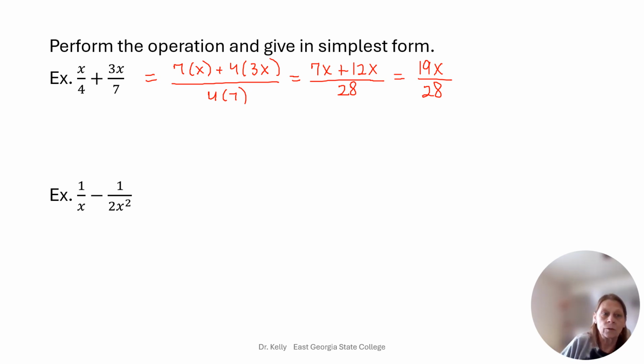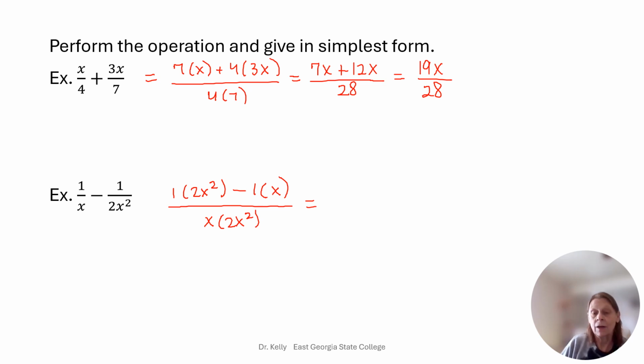Looking at this guy and doing it the same way, we'll have 1 times 2x squared minus 1 times x over x times 2x squared. Now this is going to have a little extra step. This is when finding the least common denominator is really, really helpful versus a common denominator. So this gives us 2x squared minus x on top with a 2x cubed on the bottom.